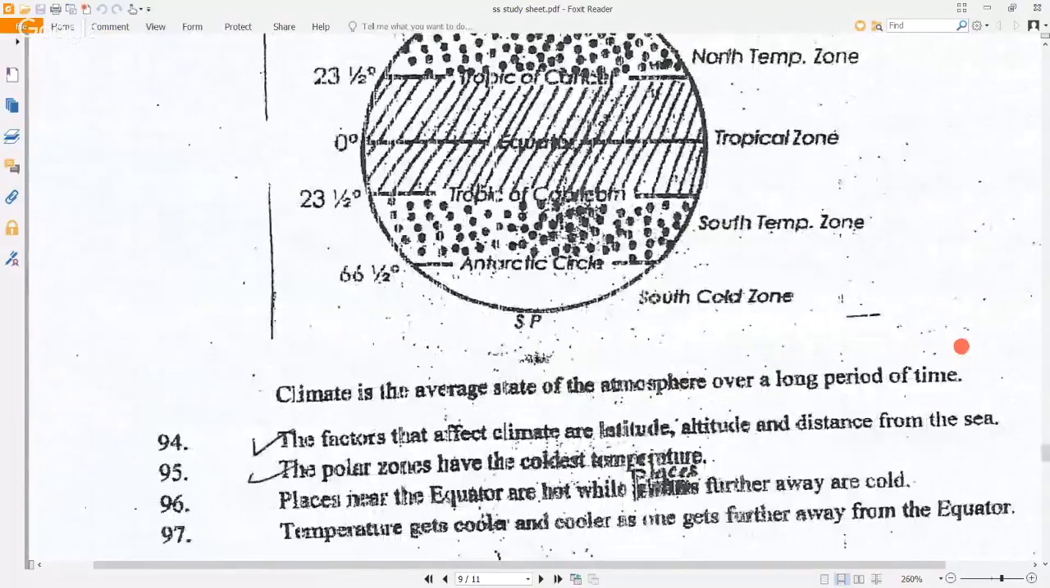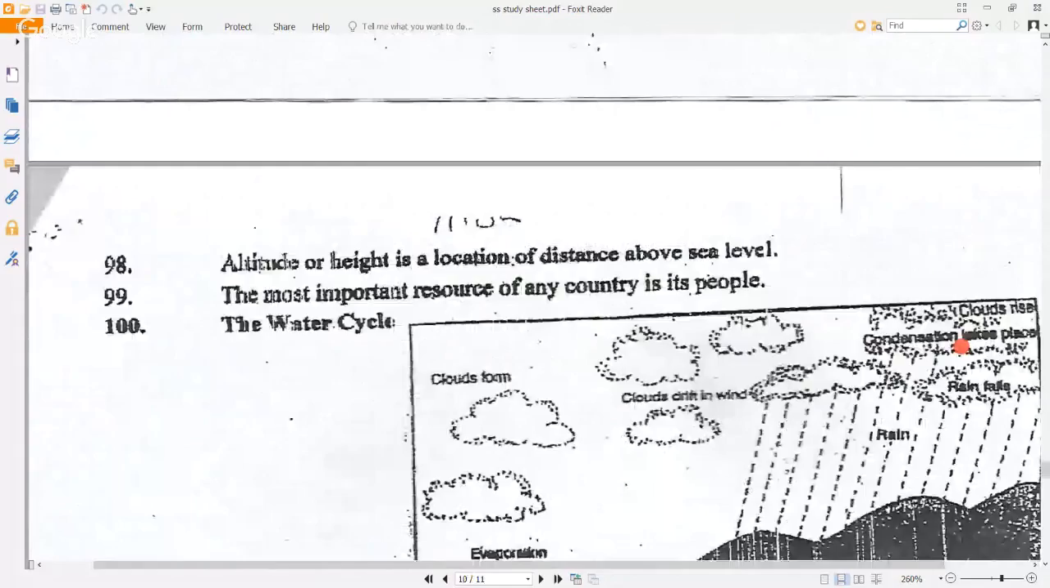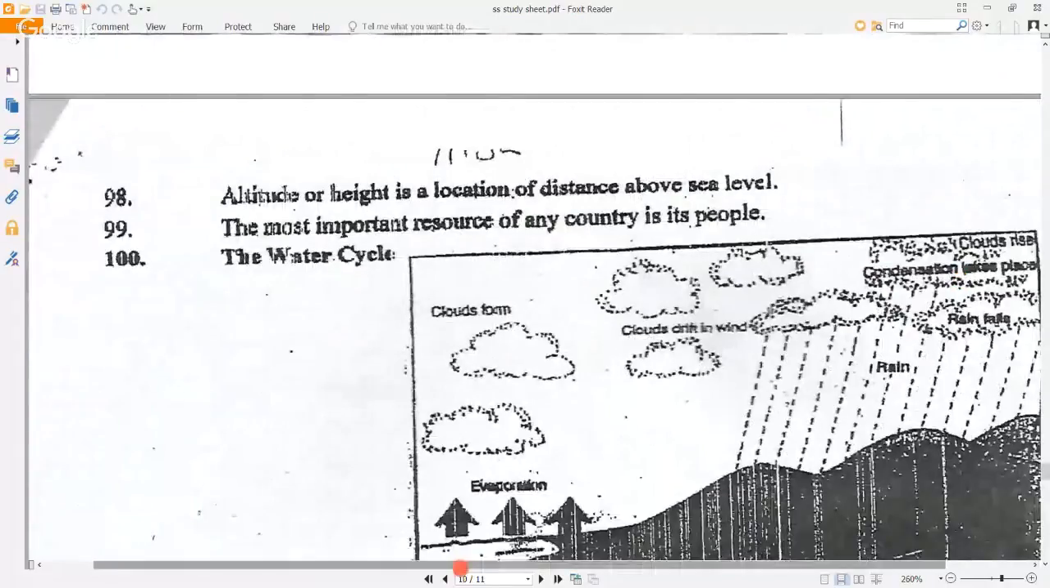98. Altitude, or height, is the distance of a location above sea level. 99. The most important resource of any country is its people. And the water cycle.